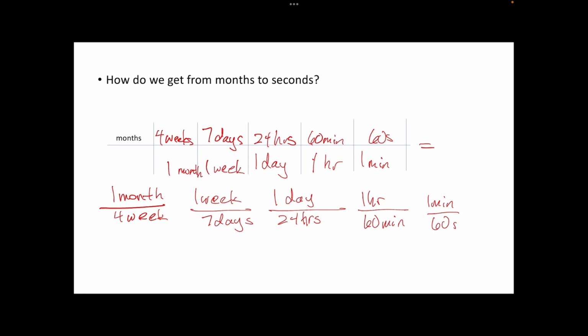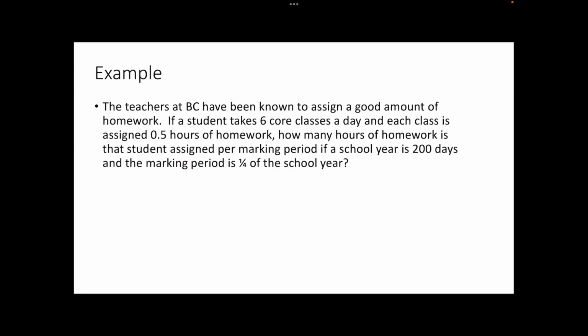So we take 4 times 7 times 24 times 60 times 60 again, and we end up getting a really big number. So we end up getting 2.4 times 10 to the 6th seconds, all right? So there are 2.4 million seconds in 1 month. That's a lot. All right, so let's go ahead and look at another example here.